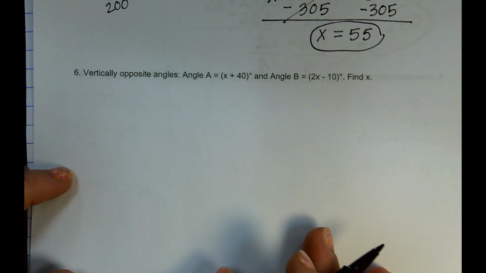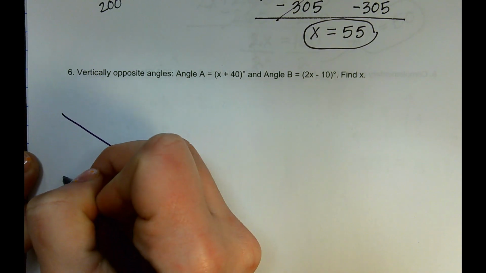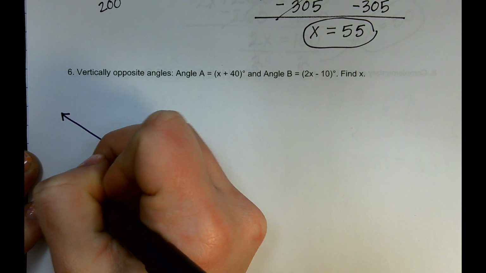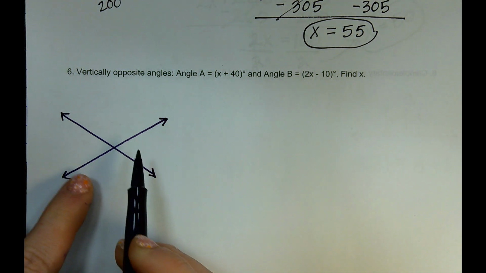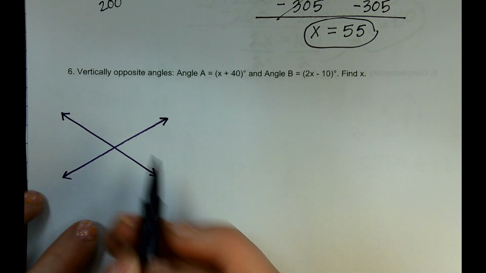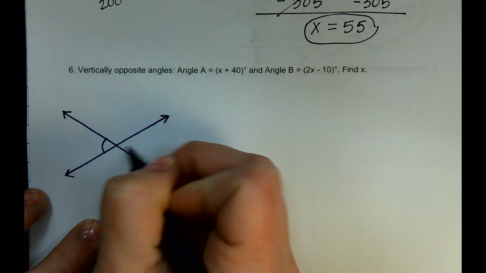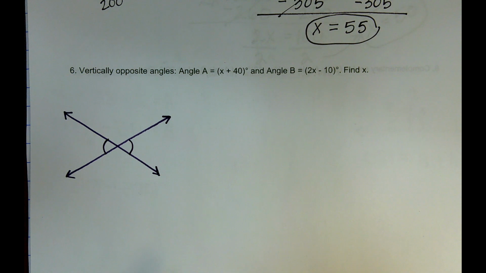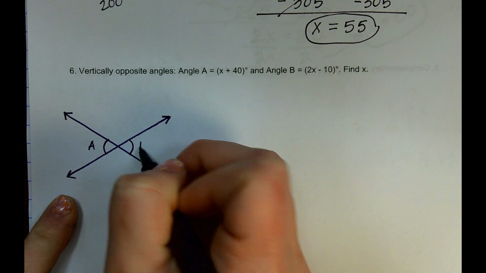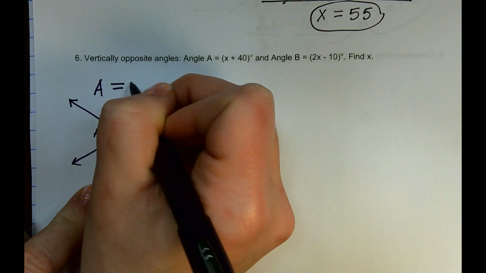What do we know about vertical angles by definition? They cross each other. They meet at, so here, let me draw angles at a cross. They're always congruent. Vertical angles, opposite angles, they're the ones that are right across from each other, like this. And they are equal to each other. They have the same measure. So if this is angle A, this is angle B, the equation we write is A equals B.